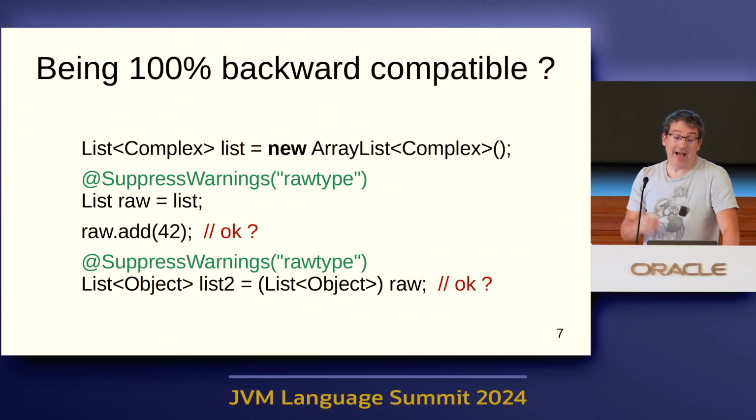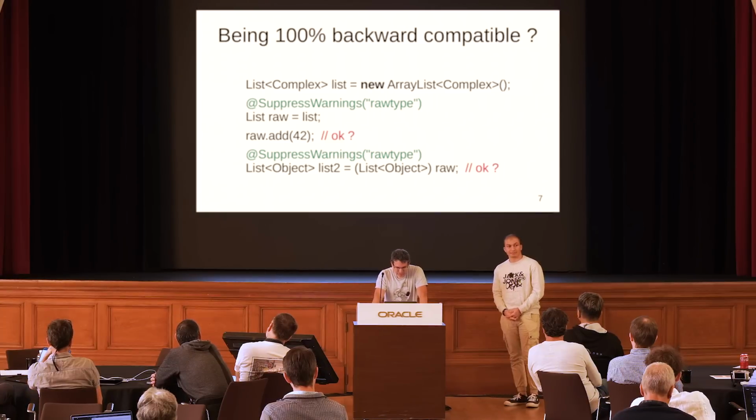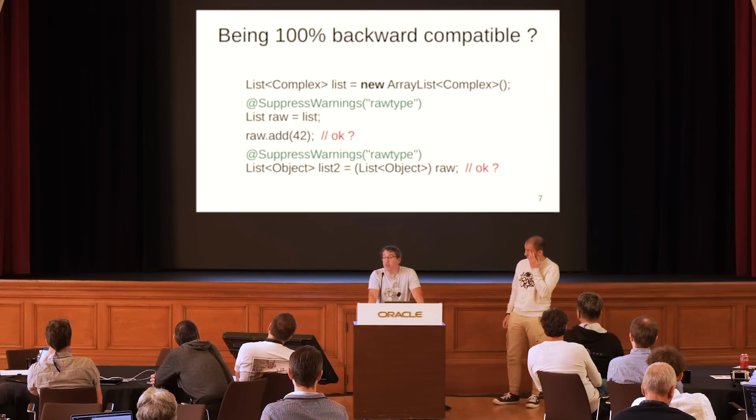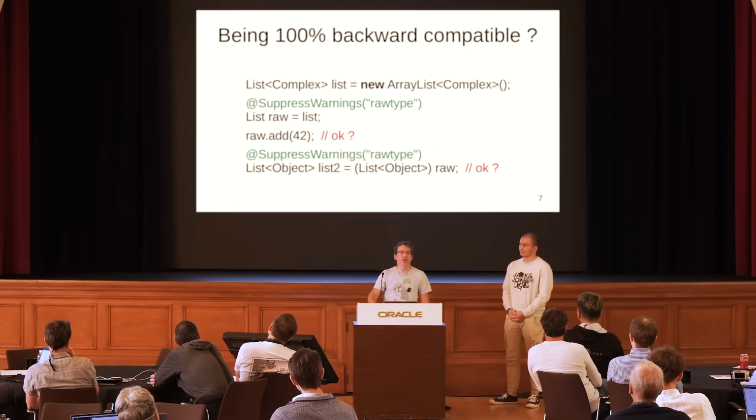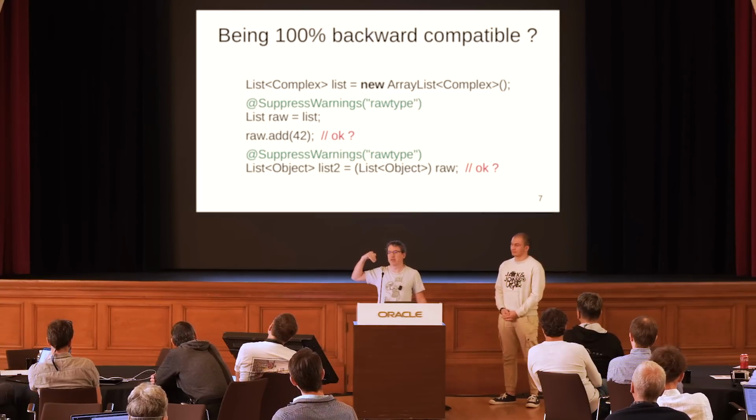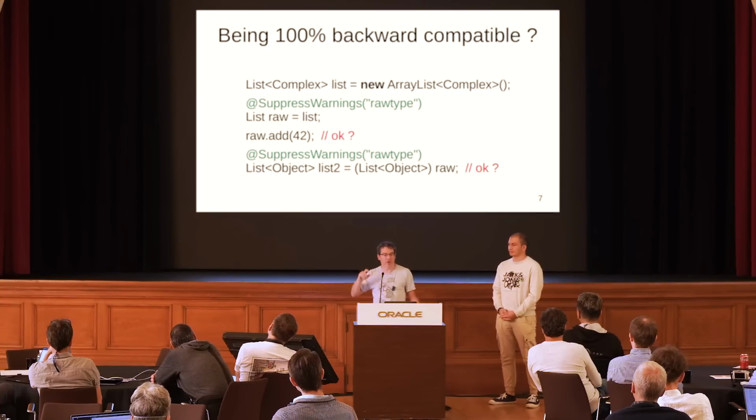If I call the method add on the raw list, is it okay to do that? I mean, currently it works. But if we start to enforce that when you call a method, we check that the argument is a complex, 42 is not a complex. So this code, which is currently valid in Java nowadays, will not be valid anymore.